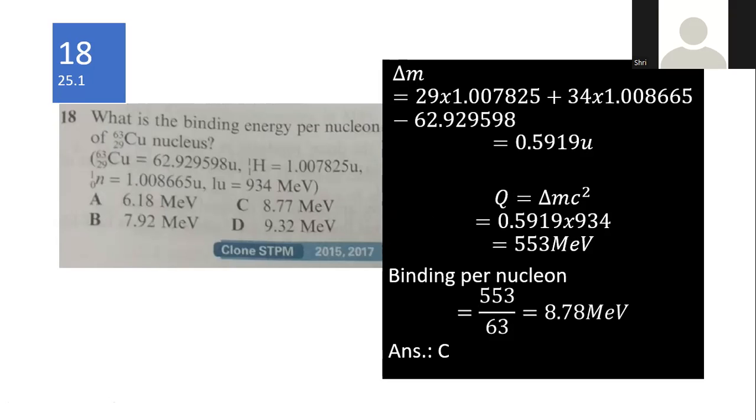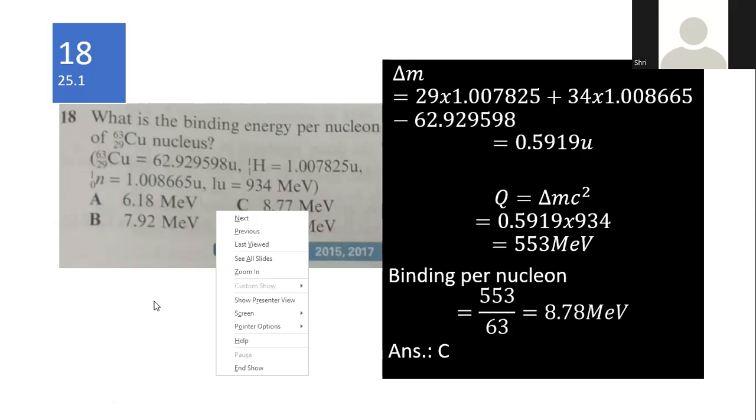Okay, anything not clear? Okay, let's do structure after this last one. A radioactive sample contains 3.2 times 10 to the power 18 atoms of a particular nuclide and emits 3600 alpha particles per second. Calculate the decay constant of the radioactive nuclide.